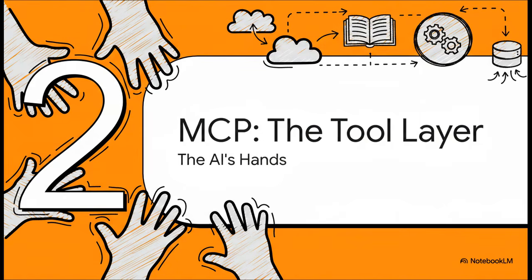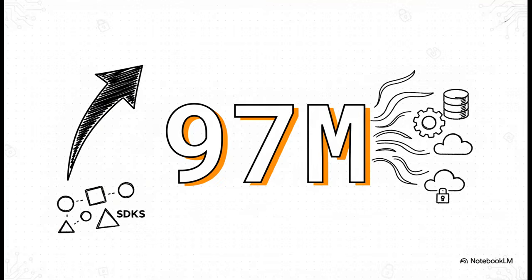Moving to Section 2, MCP, the tool layer. You can really just think of this as the hands of your AI. You know the struggle with standard LLMs, right? They're stuck with stale knowledge and absolutely no native access to your live enterprise data. Well, to fix that, Anthropic launched the Model Context Protocol back in November 2024. And just to give you an idea of how rapidly this thing is becoming the absolute industry standard, by February 2026, it had already crossed an absolutely massive 97 million monthly SDK downloads.